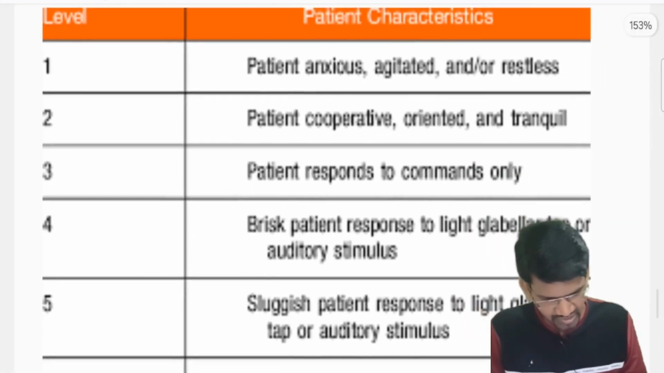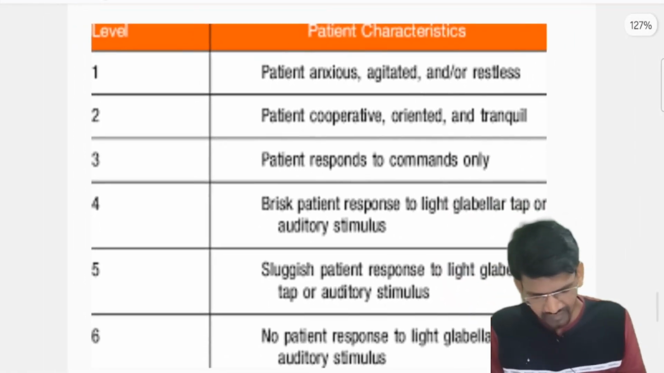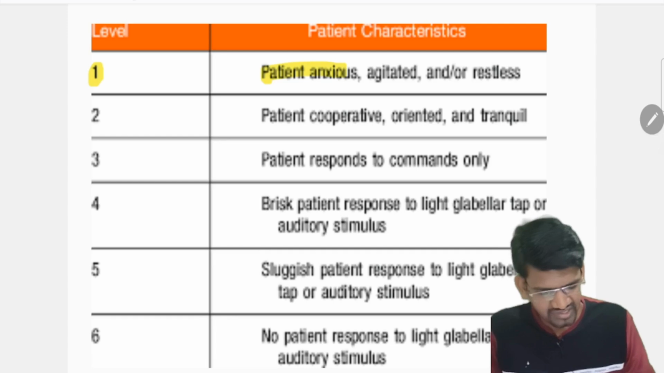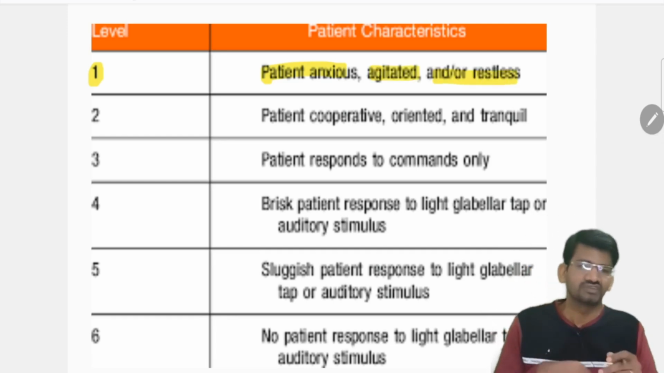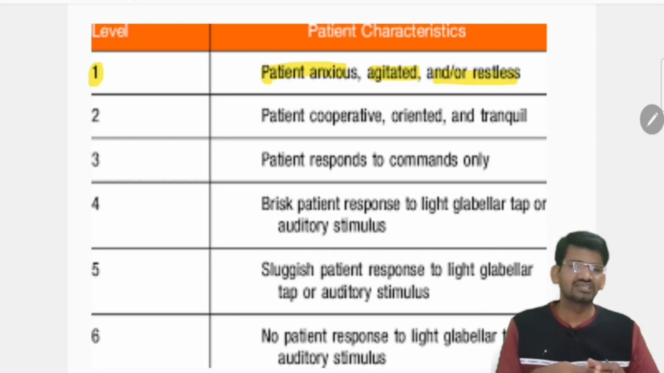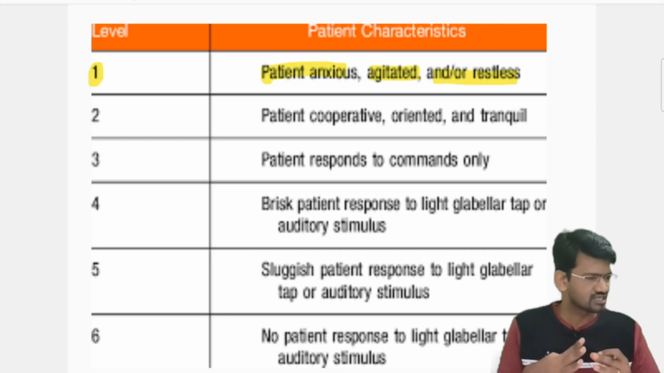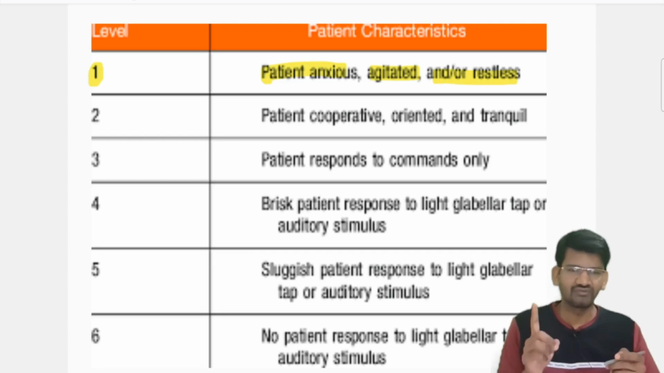See here the scoring system. Level 1 is where the patient is very anxious, hesitated, and/or restless. When the patient is anxious with hesitated behavior, it means the patient is awake. So this condition we score as a 1, or we can call it level 1 sedation.